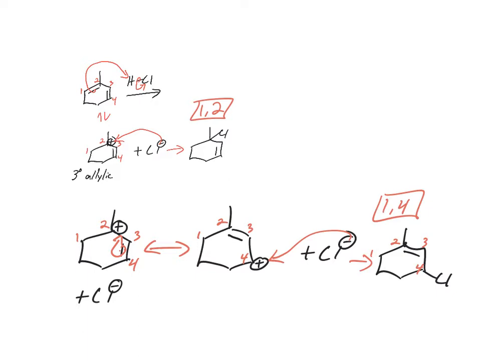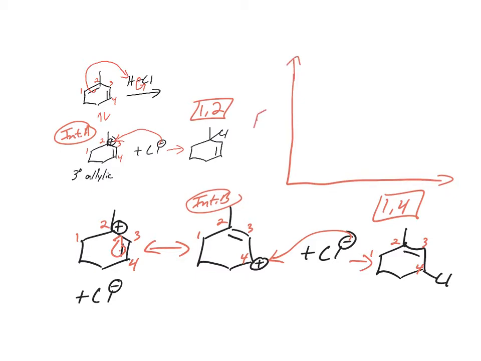So the 1,2, so there's two different intermediates. So we have, let's label these. This is going to be intermediate A. This can be intermediate B. If I were to draw a free energy diagram here, energy, same starting materials.